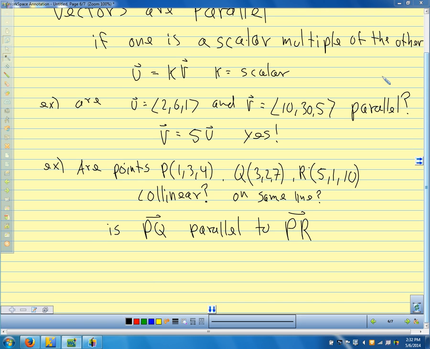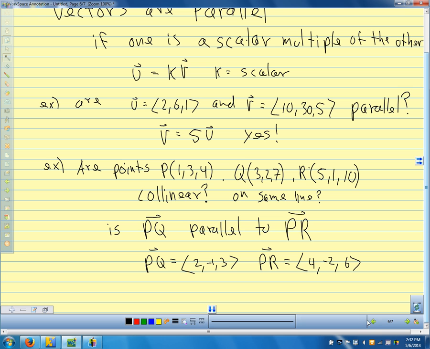So let's find PQ. Our vector PQ is the final point minus the initial point. So 3 minus 1 is 2, 2 minus 3 is negative 1, and 7 minus 4 is 3. And PR, the vector from P to R, is the vector 5 minus 1 is 4, 1 minus 3 is negative 2, and 10 minus 4 is 6.